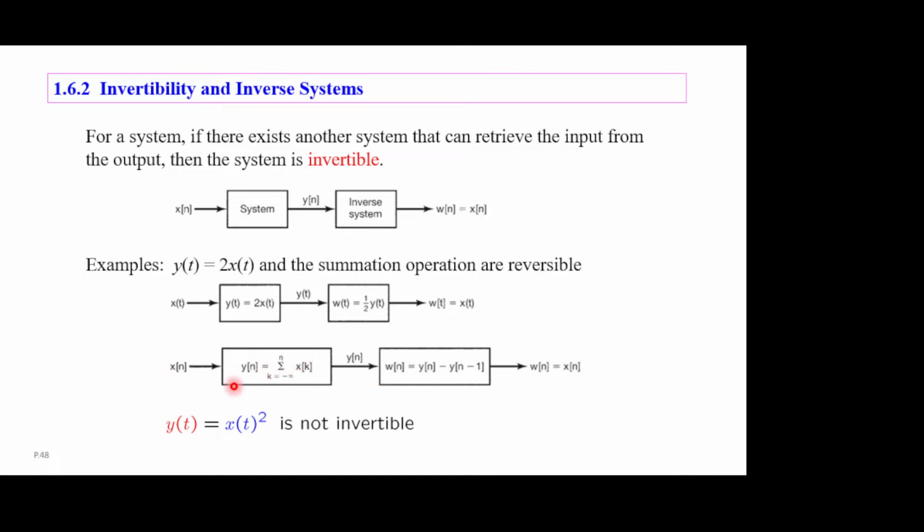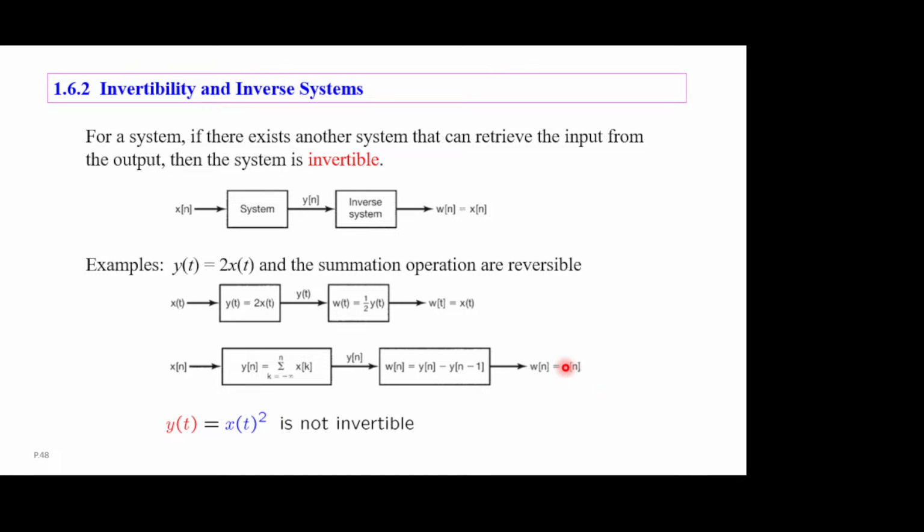Now a more complicated invertible system. Say y of n is this accumulation system, y of n equal to the summation over k from minus infinity to n of x of k. So we accumulate x from negative infinity time up to right now. Then you can have an inverse system such that w of n equal to y of n minus y of n minus 1, so taking a difference. Taking a difference is actually the inverse of the accumulation, and we get w of n equal to x of n.